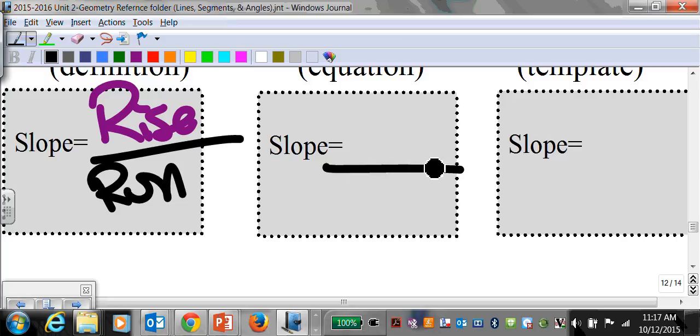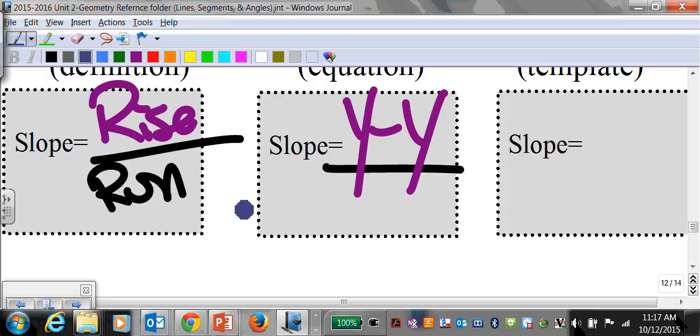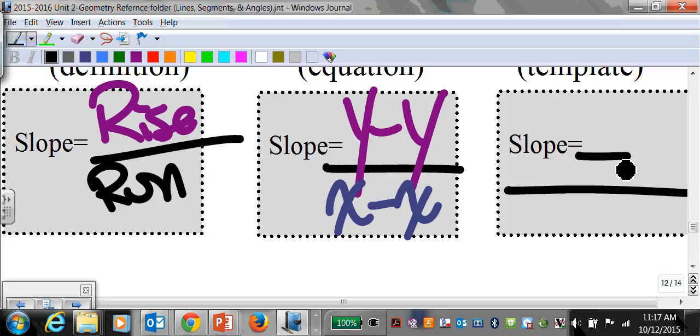And rise, you subtract the y's. Run, you subtract the x's. All right, and then the slope template looks like this. Slope template looks like this.